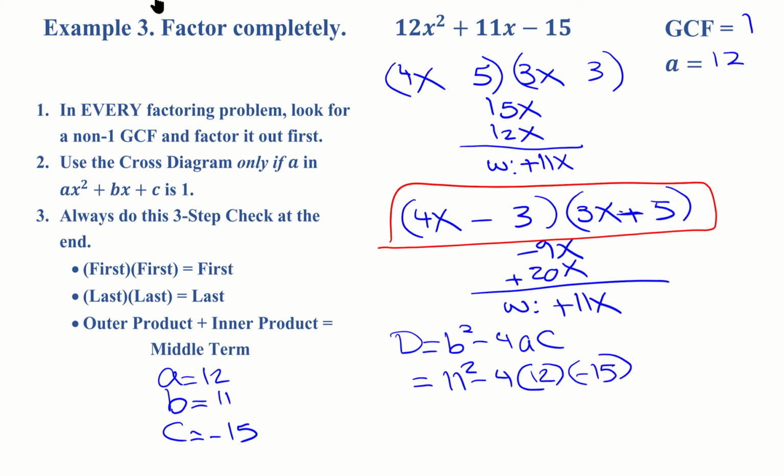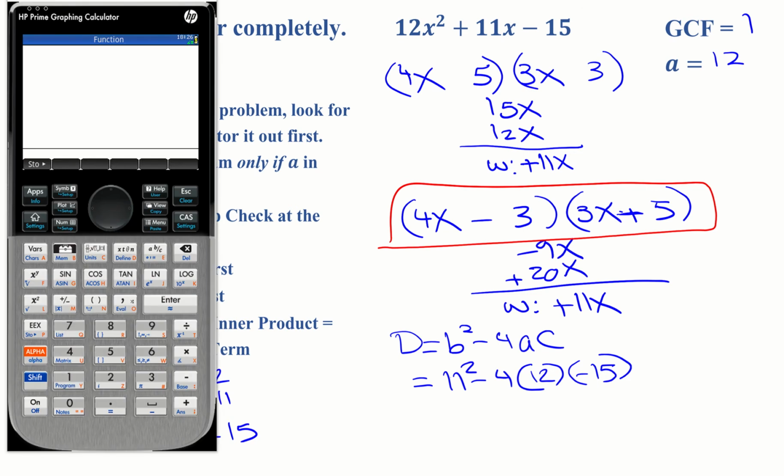We'll just type that into a calculator since these are larger numbers. So we have 11 squared minus 4 times 12 times negative 15. We get 841. So we need to check to see if that's a perfect square or not.